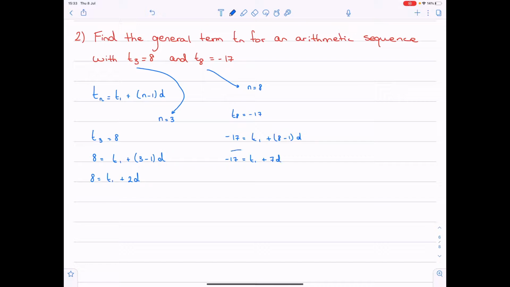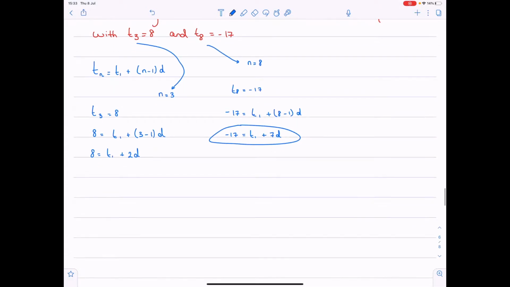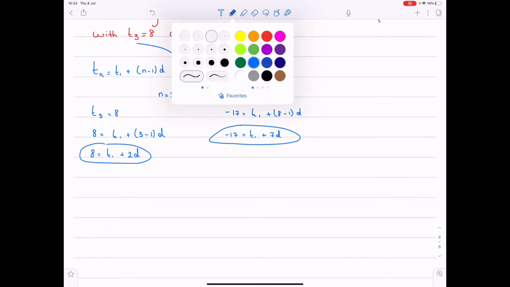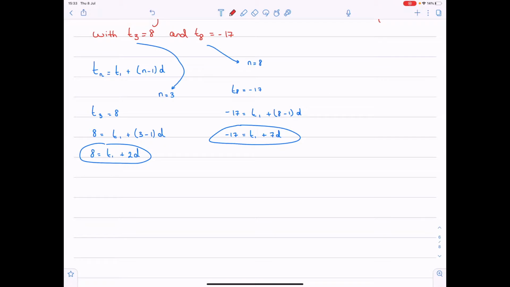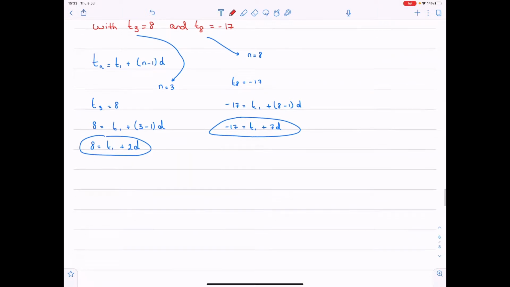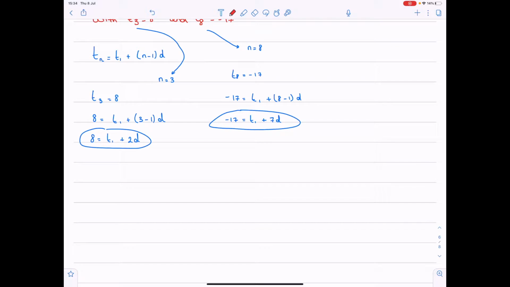So now we have two simultaneous equations, right? We have one here, and we have one here. So we need to just solve the simultaneous equations. If your exam board allows calculator papers, obviously you can just put these in your calculator and find the two constants, but I'm just going to do it fully because some boards don't allow calculators in the exams. So if we write these next to each other, 8 equals T1 plus 2d, and minus 17 equals T1 plus 7d.